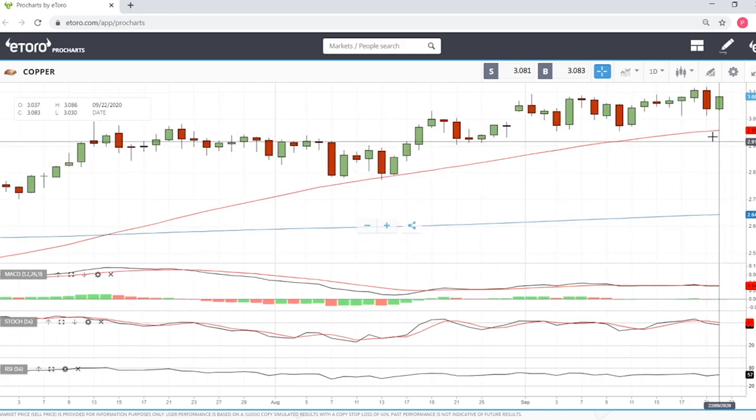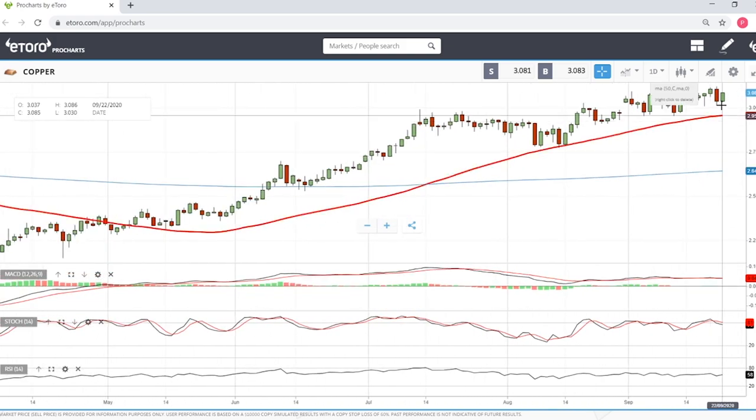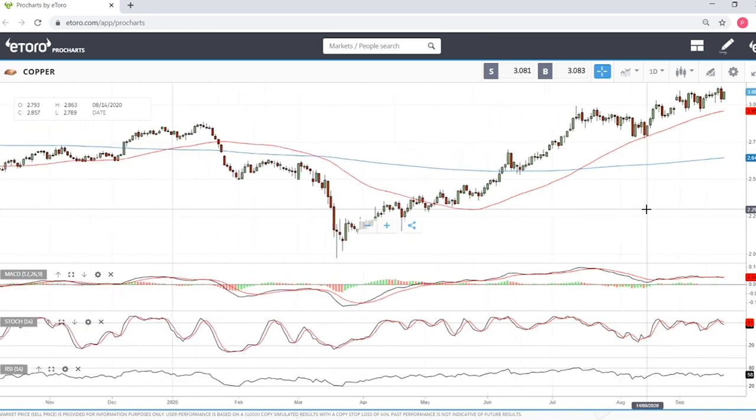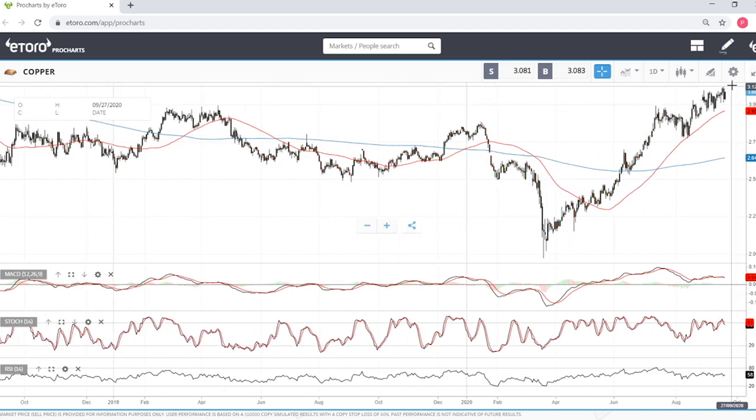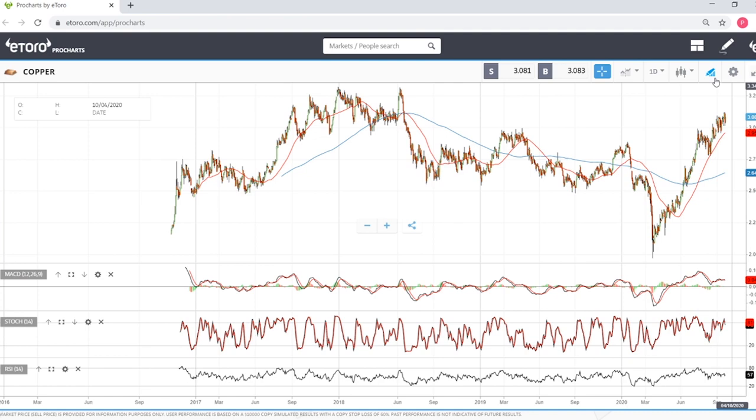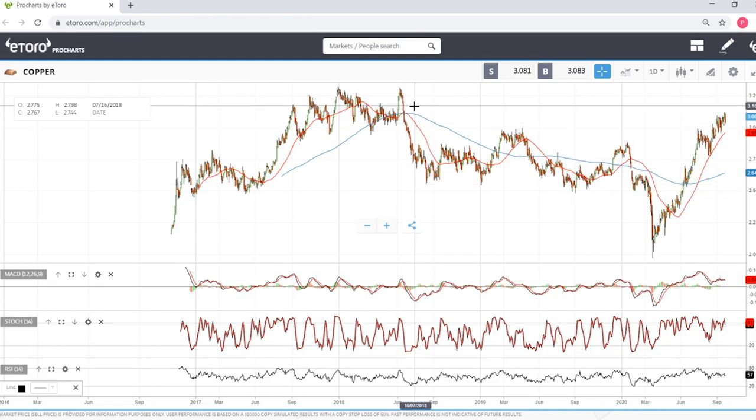So we have rallied quite substantially in today's session. We are not at the highs yet, but we are about to get there, probably not today, probably tomorrow. And if we break these highs, we'll go to this area here, which was previous resistance, which is around 3.168. And if we break that, we'll go to 3.25 and then to the all-time highs here of 3.3.